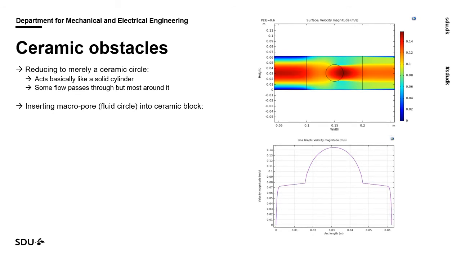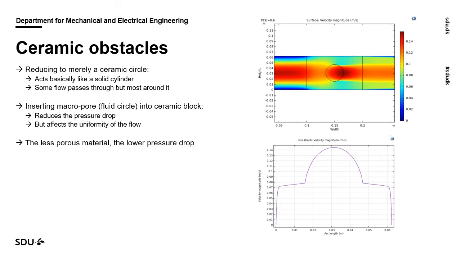By inserting instead, so we still have this ceramic block, we insert a macropore instead, so a fluid circle. We do reduce the pressure drop, however, it does affect the uniformity. Before we saw that the flow evened out throughout, but this local region accelerates the flow, so we do get this uneven flow here. Overall, we see the less porous the material, the lower the pressure drop. But what about the reaction? So this is just purely the flow we're looking at.